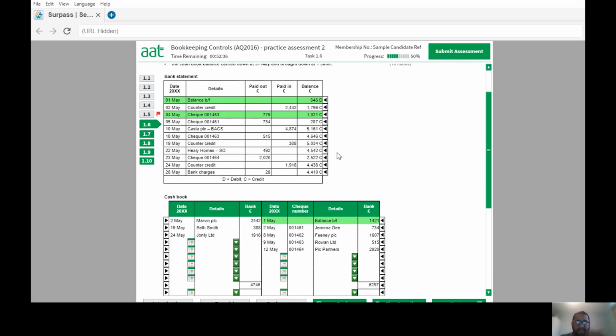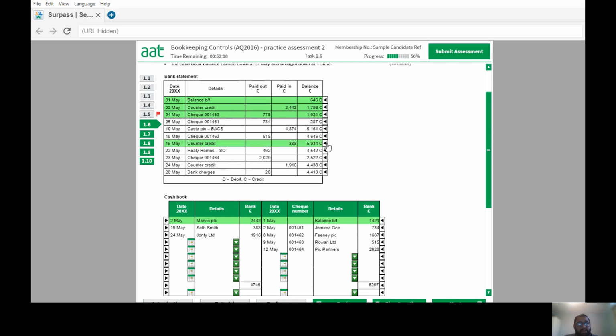So let's go forward and check any further there. So we got Marvin PLC 2442. That matches that one in here. There is a Costa PLC. It is not in my debit side here, so we'll come back to that later.